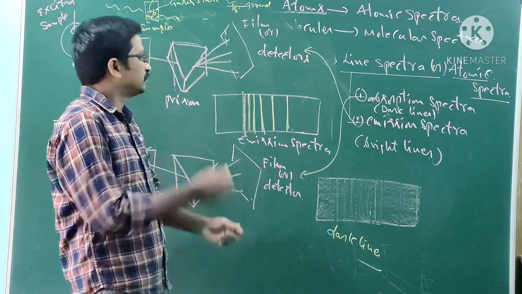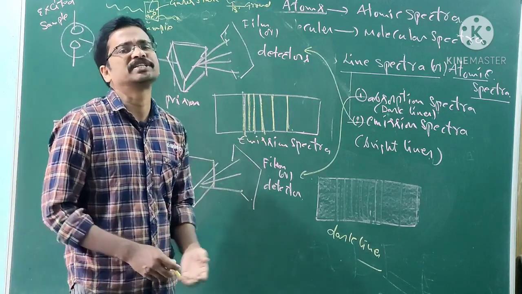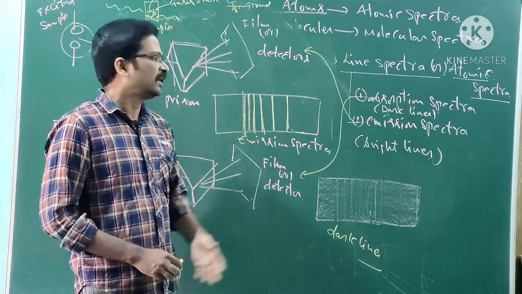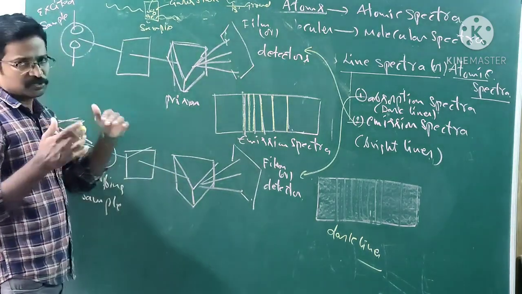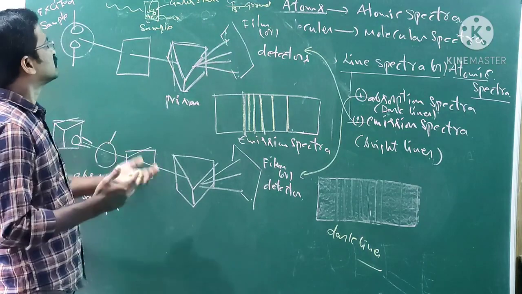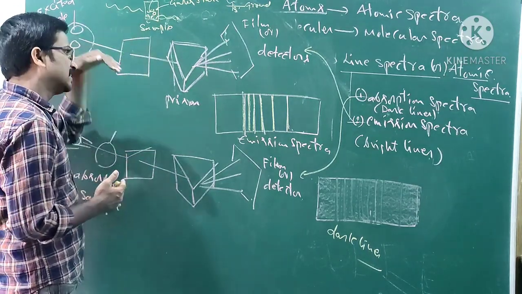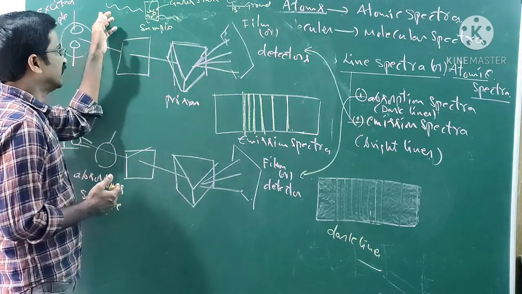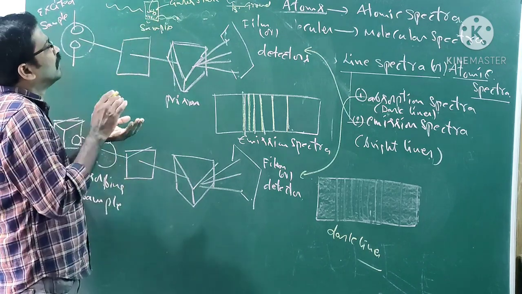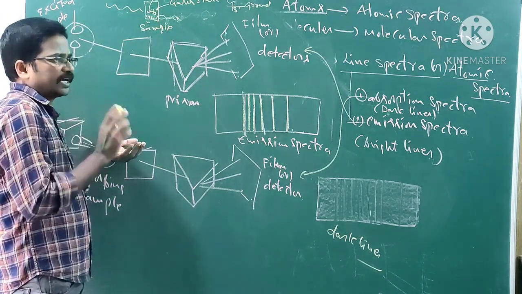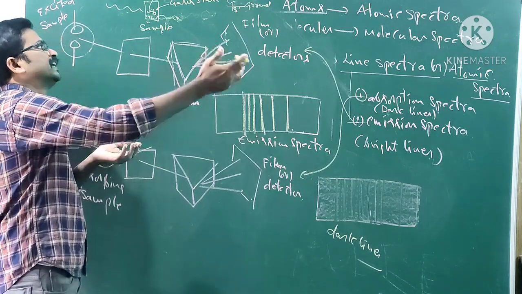What about emission spectra? What is the meaning of emission spectra? How does it arise? Let us focus on emission spectra. Emission spectra have the same story. Whenever light falls on a sample, electromagnetic radiation can fall on a sample, and the ground state electron in a particular atom goes to a higher energy state.